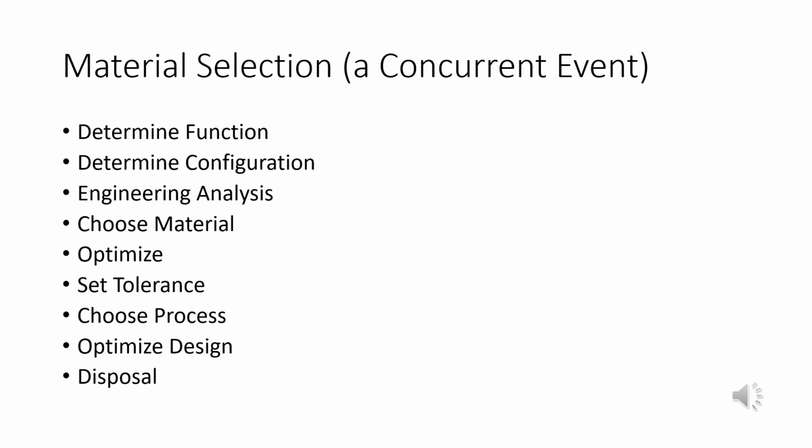So how do you select the material? Well, I want to emphasize this is a concurrent event, right? So it's not just the engineers, design process, everybody's involved, right? So first thing I do is what's this thing supposed to do, right? Then configuration, what's it going to look like? And then we do engineering analysis, the stress, strain, that type of thing, right? Is it going to work? You choose your material, right? You take your first shot at it, say, okay, this is the right one for us, and then you optimize it.